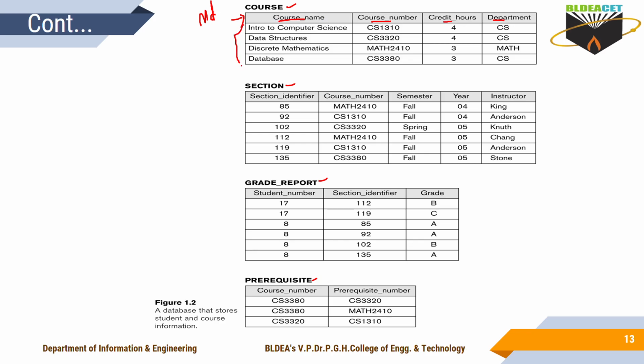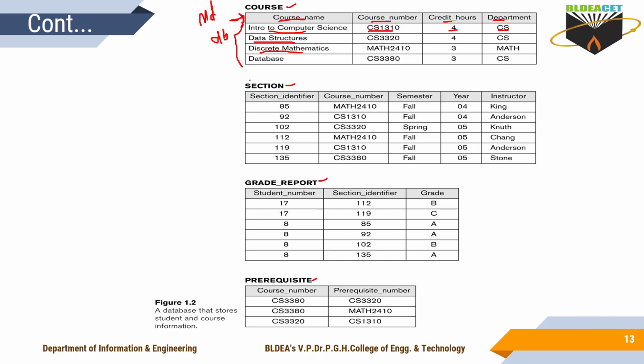Under this metadata, what information will you enter? Introduction to computer science, the course number, credit hours and CS, data structure, discrete, all these things we call information, and this information is stored in the stored database. As you know, there are two parts: one contains the data definition and another contains the records of the database. These are the records and this is your definition.